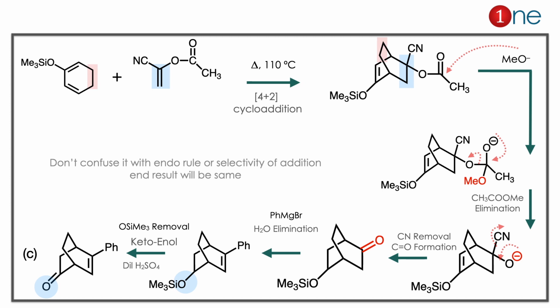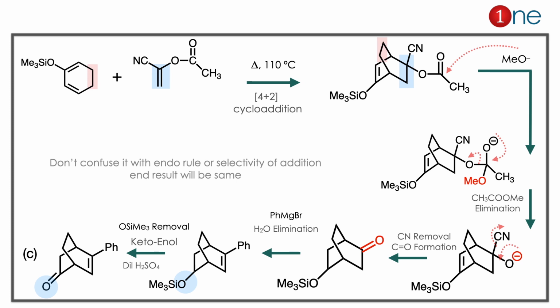Then you are using MeO minus. It attacks the carbonyl because it is the only reactive center. It attacks the carbonyl and you have the open addition, so it has to be quenched. What really happens is the O minus travels. You have CH3COOMe elimination, so you are removing the ester from the system. Again you have the anion.